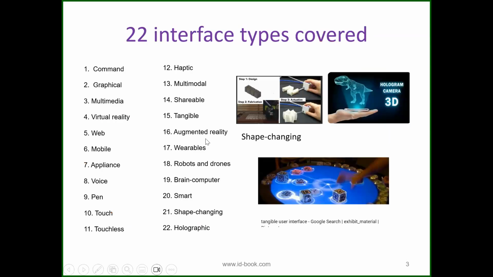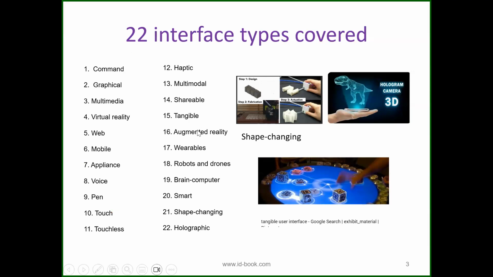application. 22 interface design types are covered in this chapter. That includes many that we use already in our day-to-day life. A few of them are new, like the shape changing interface given in the slide, hologram, and the 3D interface. We also see a new type of interface called the tangible user interface, given here in the picture. Apart from these, we have command interfaces that we use in day-to-day life while working with certain applications that work with command line interfaces.